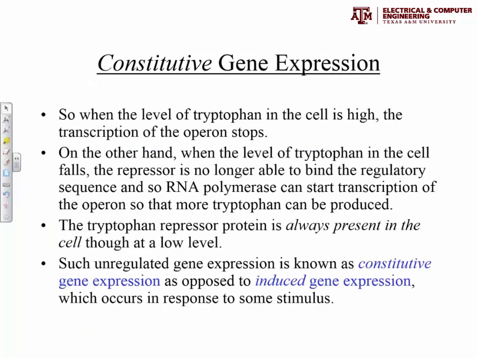So as I said, when the level of tryptophan in the cell is high, the transcription of the operon will stop. On the other hand, when the level of tryptophan in the cell falls, the repressor is no longer able to bind the regulatory sequence, and so RNA polymerase can start transcription of the operon so that more tryptophan can be produced. The tryptophan repressor protein is always present in the cell, although at a low level. Such unregulated gene expression, and this is again biological terminology, is called constitutive gene expression, as opposed to induced gene expression, which is when a protein is produced in response to a stimulus.